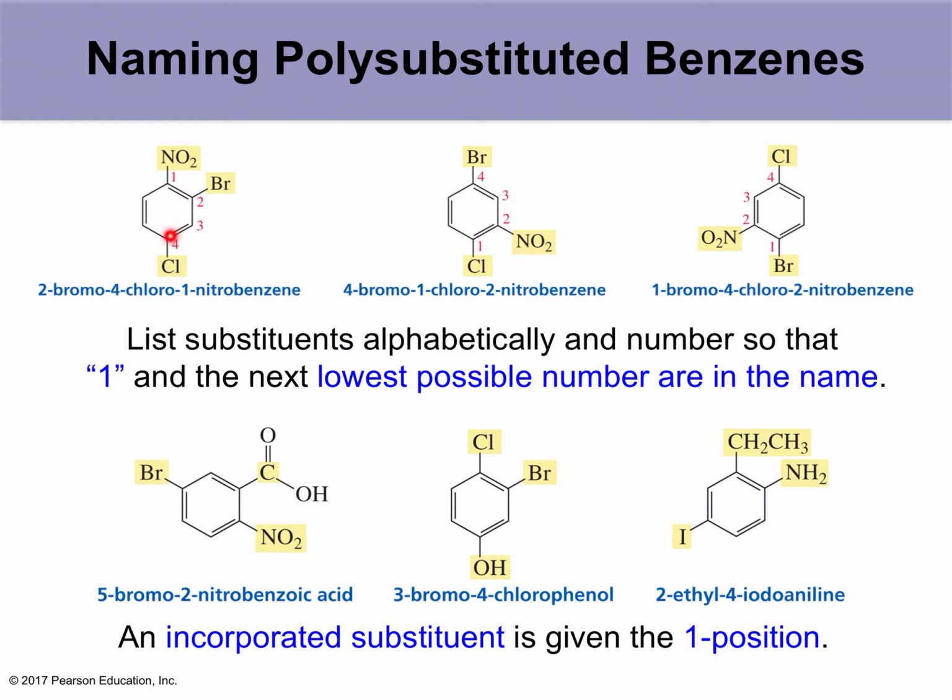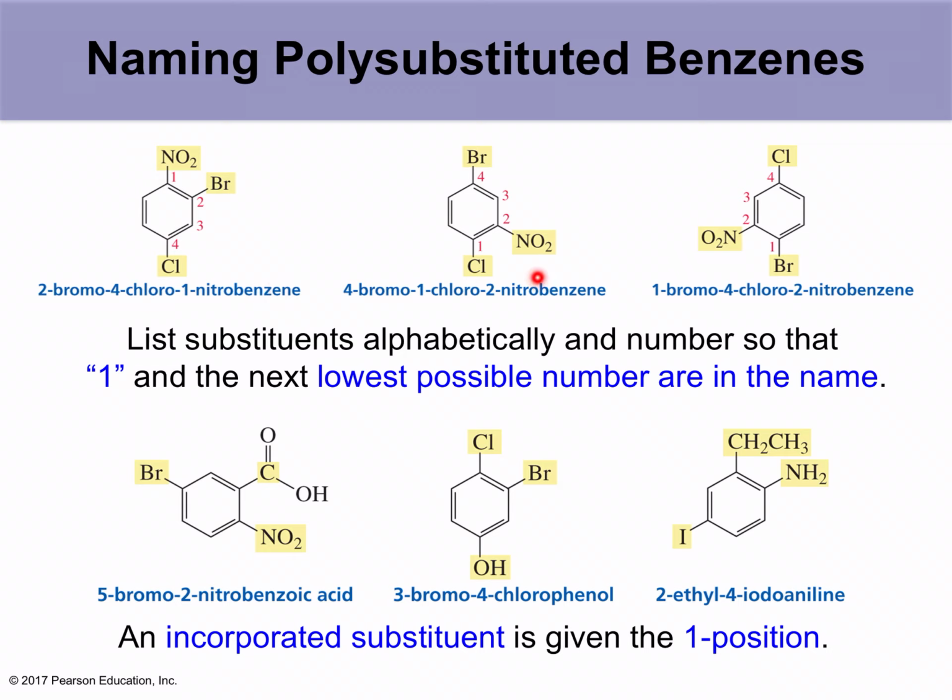And once you number the ring with the substituents, then you choose the alphabetical order of the substituents. The B, bromo, would be the first one. So then we will write it as 2-bromo, and then the chloro would be the next alphabetically ordered substituent, 4-chloro, and then 1-nitrobenzene. Okay, so that is how you name it.